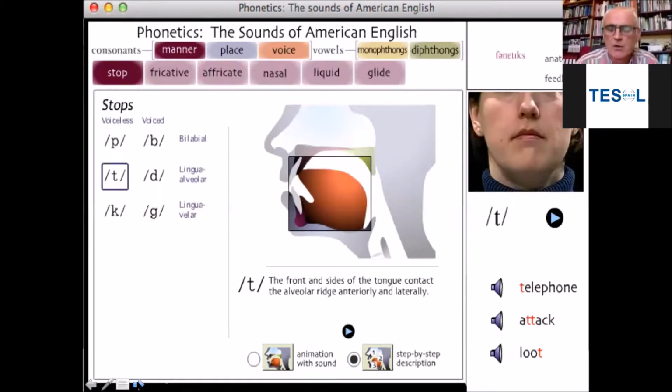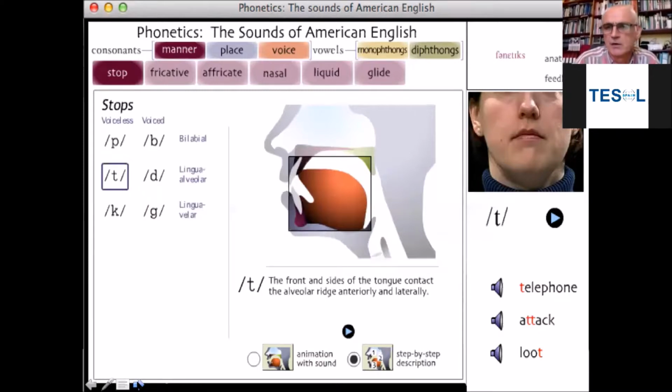Further down below the mouth diagram, you get two options, and one is animation with sound, because the diagram is actually an animated GIF and the tongue will move through all of the process of making the T sound, and you can see the tongue. But you can also, if you go to the right where it says step-by-step description, take each position from hold through to release. You can close, hold, release. You can take the three positions, and it's animated for you, so you can take your students through these three positions. This is very nice.